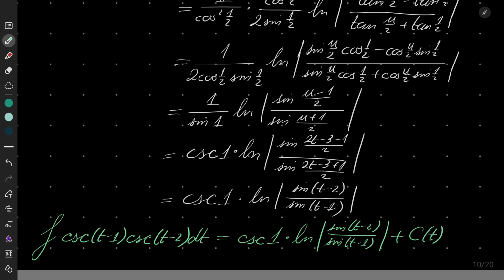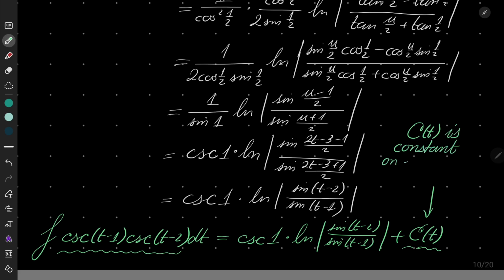It's not exactly a constant. Why? Because if you think about it, this function's domain is not an interval. Its domain is a sum of intervals. So because the domain of our integral is not connected, this part need not be constant entirely, but this part, c of t, is a constant function on each interval which is in the domain. So c of t is constant on every connected part of the domain of this function.